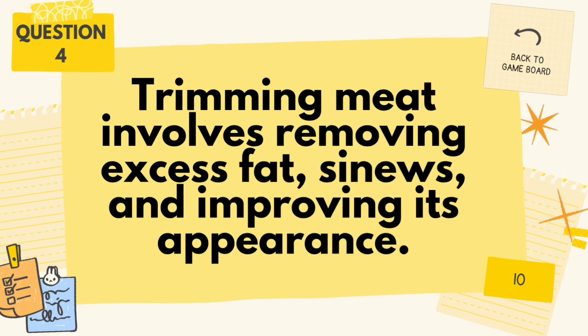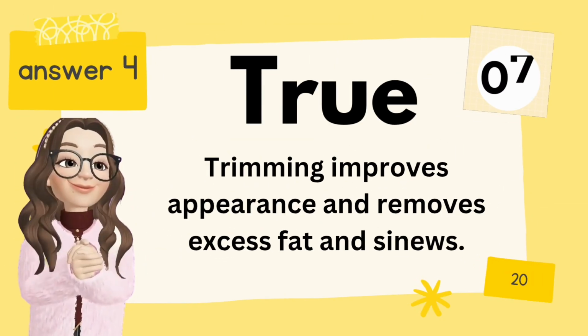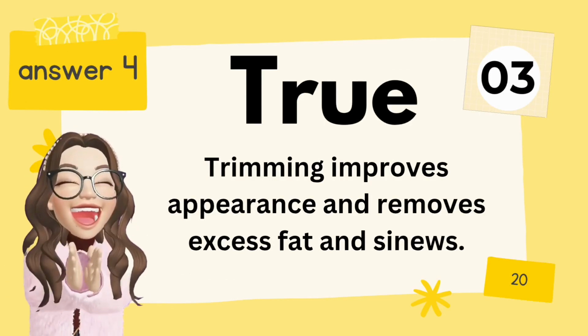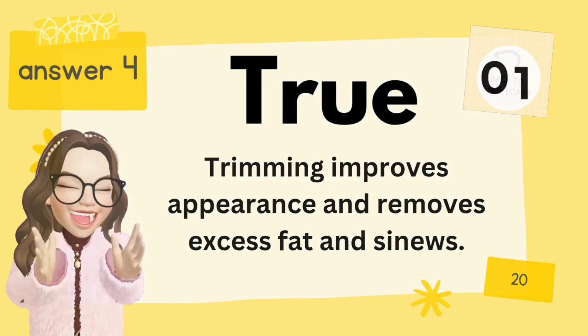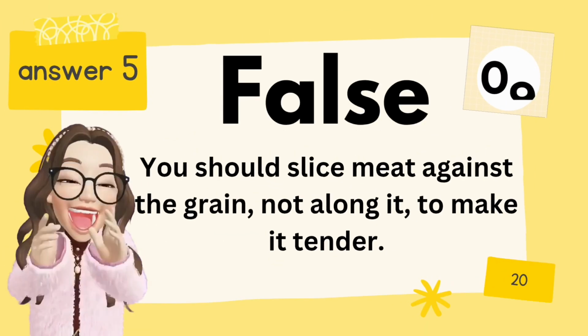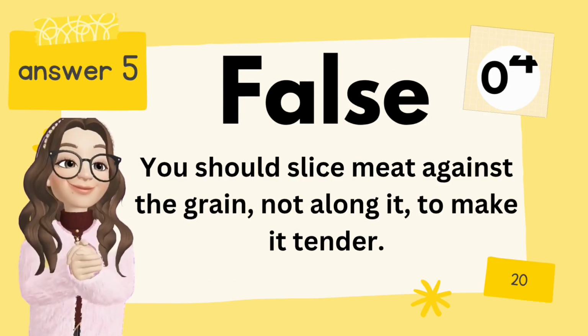Question 4. Trimming meat involves removing excess fat, sinews, and improving its appearance. Answer 4. True. Trimming improves appearance and removes excess fat and sinews. Question 5. Slicing meat means cutting it along the grain to make it more tender. Answer 5. False. You should slice meat against the grain, not along it, to make it tender.